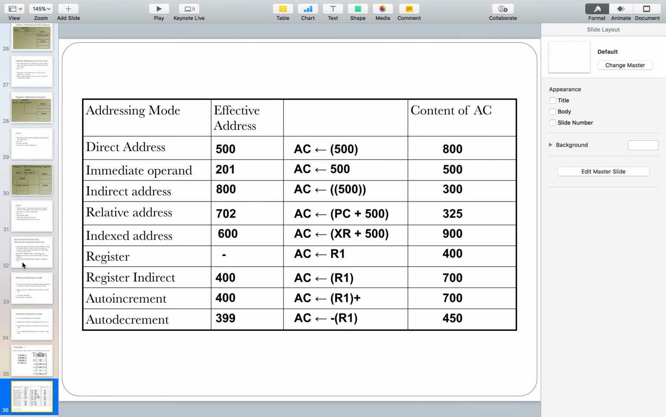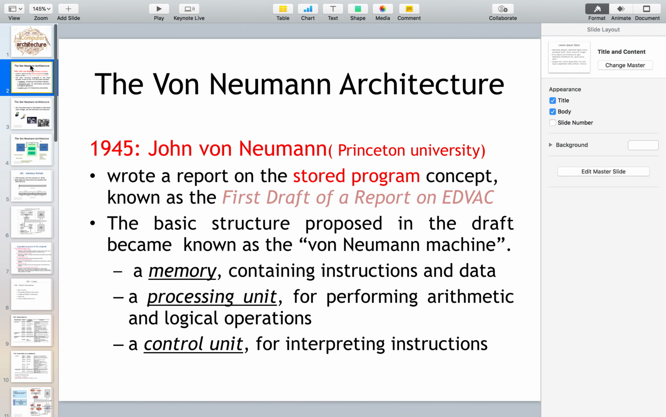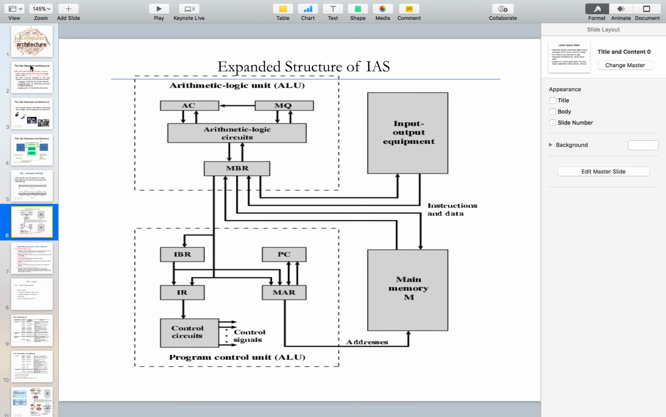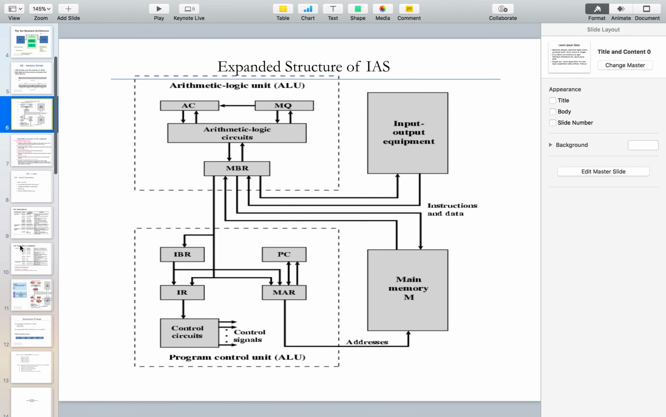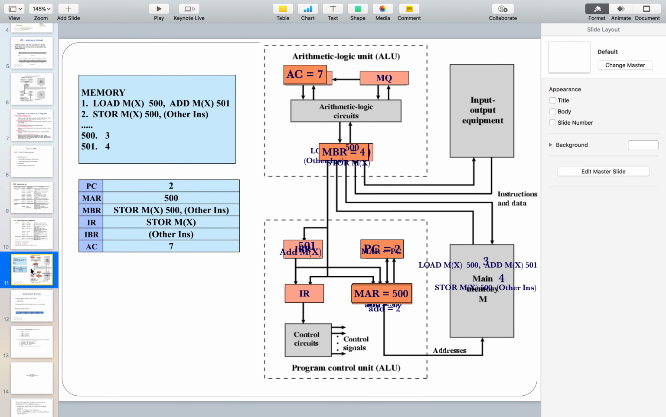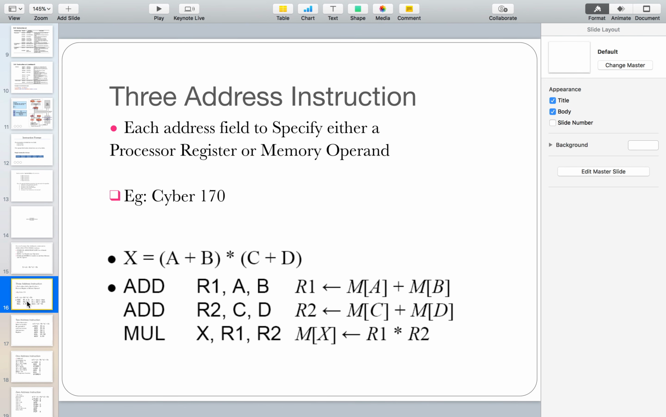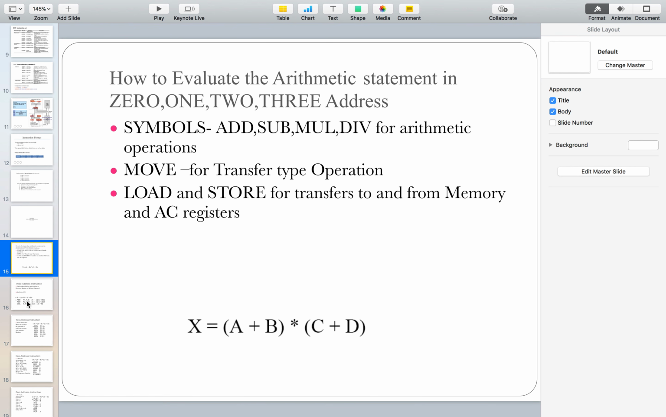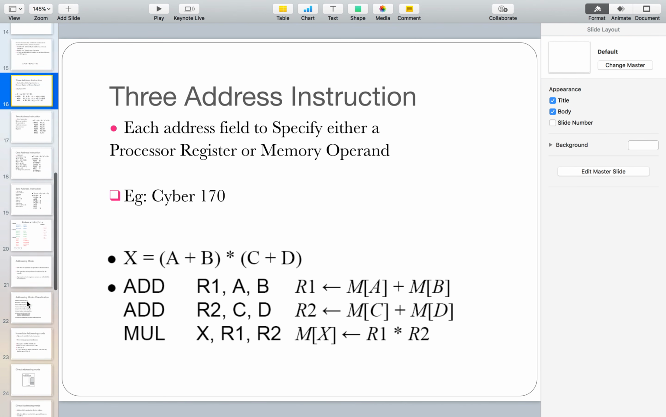So in this lecture, we've learned about the von Neumann architecture, the need for a von Neumann architecture, the basic memory formats, the expanded architecture of IAS, and how exactly an instruction is classified, the number of bits for opcode, the number of bits for the address, and the working of a von Neumann machine. Next, we talked about the instruction formats, how a simple given expression can be expressed in terms of 3-address, 2-address, 1-address, and 0-address. And last, we talked about addressing modes.